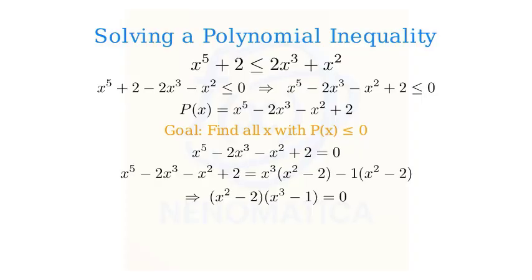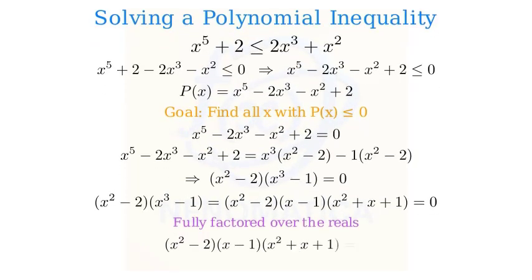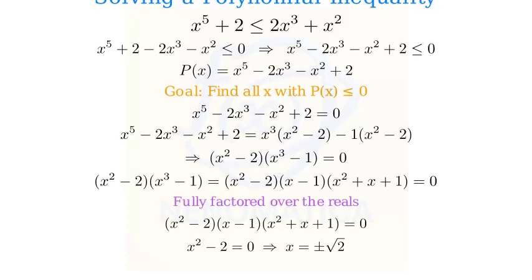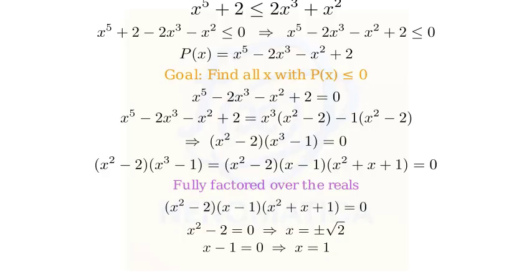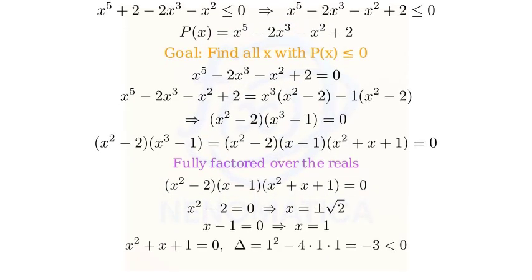Step 4. Find the real roots. From x squared minus 2 equals 0, we get x equals plus or minus square root of 2. From x minus 1 equals 0, we get x equals 1. Next, check x squared plus x plus 1. The discriminant is 1 squared minus 4 times 1, which is negative 3, less than 0, with positive leading coefficient. This quadratic is always positive for real x, so it contributes no real roots.